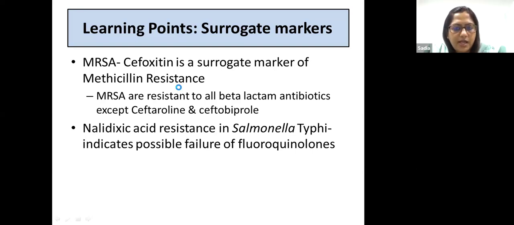Similarly, in Salmonella typhi, if we find nalidixic acid resistance, we can infer that fluoroquinolones might not be very successful in treating these infections. Okay, so now we have various other markers like pefloxacin and other things which detect this, but these are certain surrogate markers which tell you whether any other antibiotic will work or not in these patients.